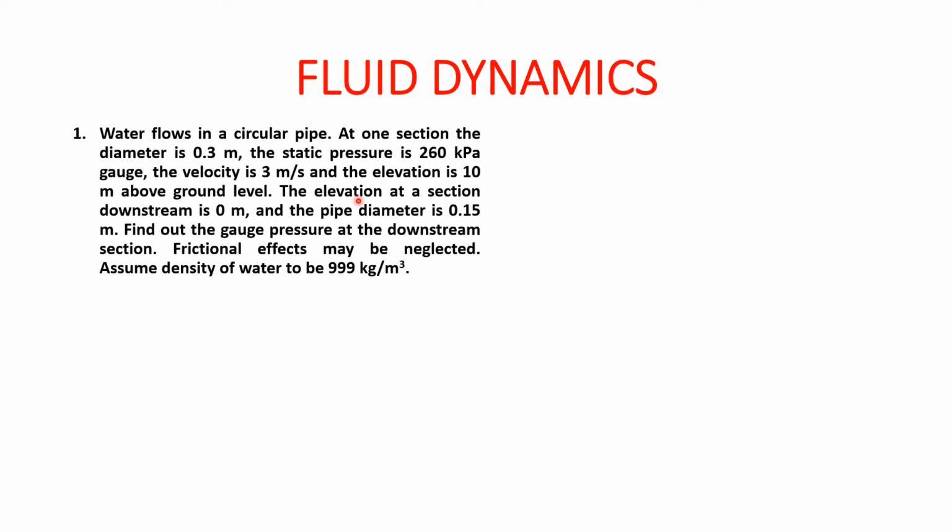The question is: water flows in a circular pipe. At one section, the diameter is 0.3 meters, the static pressure is 260 kilopascal gauge, the velocity is 3 meters per second, and the elevation is 10 meters above ground level. The elevation at a section downstream is 0 meters and the pipe diameter is 0.15 meter. Find out the gauge pressure at the downstream section. Frictional effects may be neglected and assume the density of water to be 999 kg per meter cube.